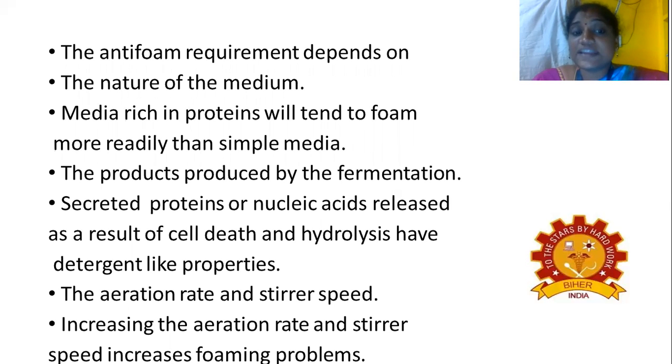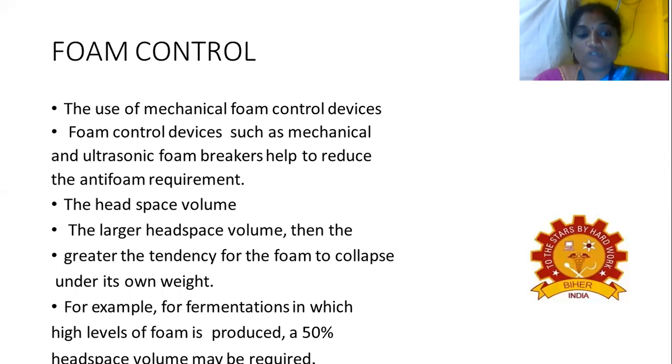If the media is rich in proteins, it will tend to foam more readily than simple media. And then the products produced by the fermentation, like secreted proteins or nucleic acids released as a result of cell death and hydrolysis, have detergent-like properties. So these products produce more foam. Also, increasing the aeration rate and stirrer speed will increase the foaming problems. And foam control: how to control this foam?